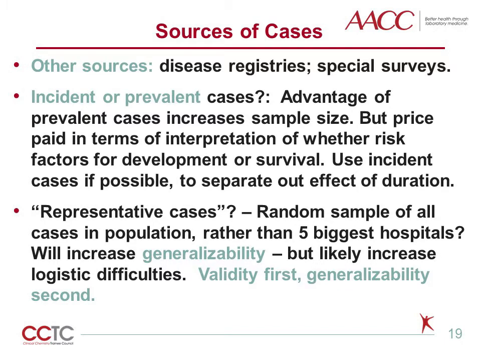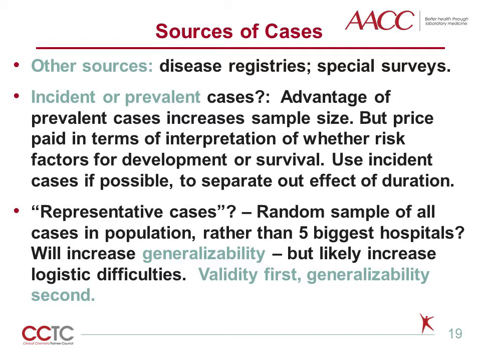You can get your cases from disease registries or from special surveys, any sort of other source that would allow you to delineate cases of your disease. Couple things we need to think about. Are you going to do incident cases, which are new cases of the diagnosis of the disease, or prevalent cases, people who are existing with this disease?